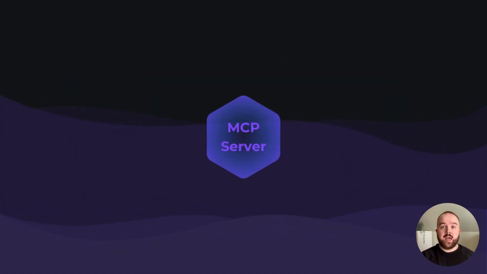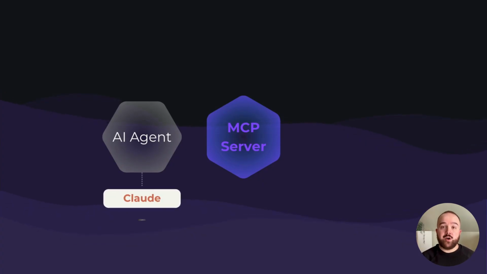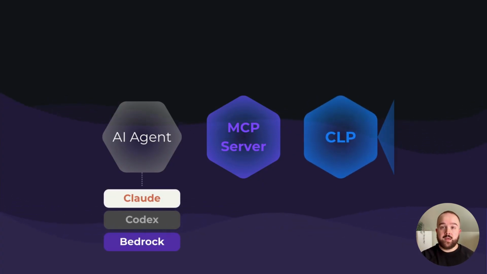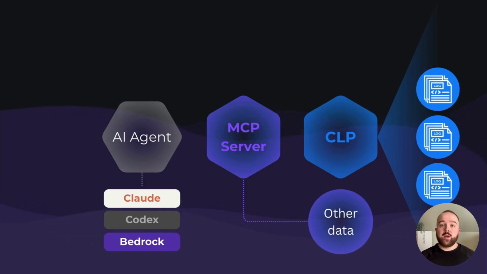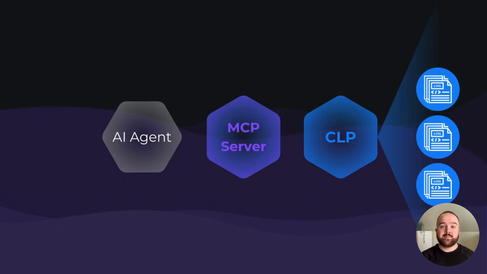In response, starting with version 0.6, CLP includes an MCP server, allowing AI agents such as Claude Code, Codex, Bedrock, and others to interact directly with CLP. You can also provide your AI agent with additional context from other data sources, such as source code or metrics, to fully leverage the LLM's capabilities.